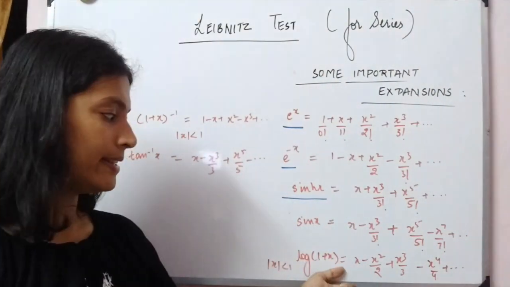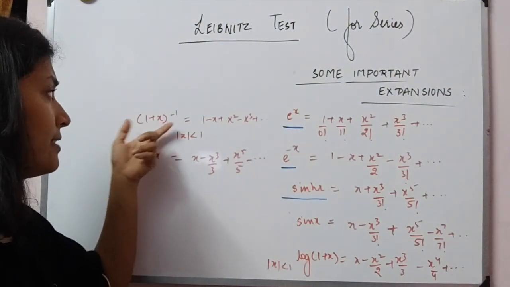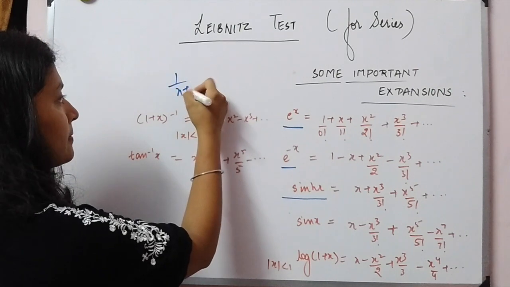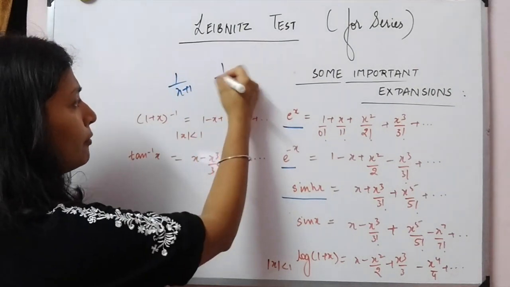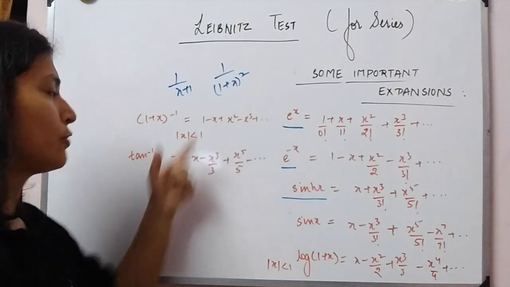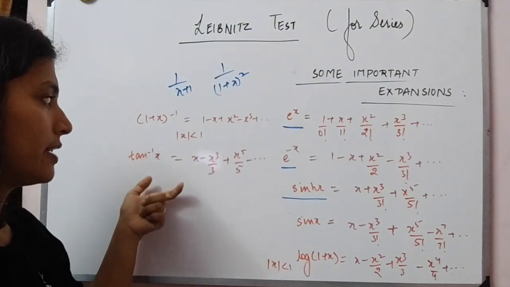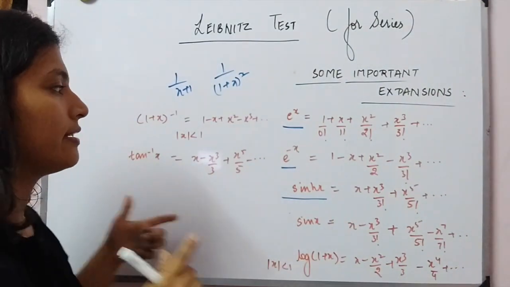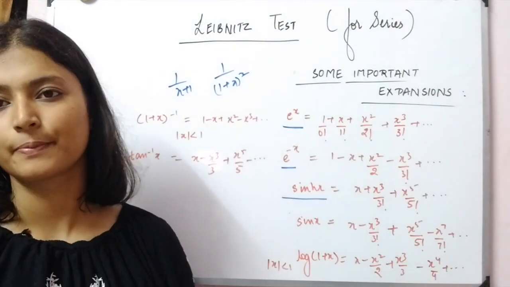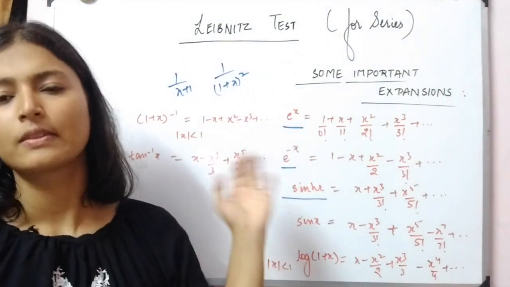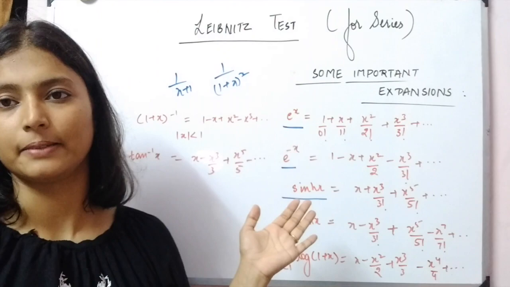Then for log 1 plus x, the derivative is 1 plus x raised to power minus 1, that is 1 upon x plus 1. There will be a similar formula for 1 upon 1 plus x whole square, and you should learn this one too. And then tan inverse x: if I am giving you a formula for tan inverse x, you have to work out sin inverse x and cos inverse x by yourself. So these are some formulas along with a little homework for you. Note them down on a paper and learn them.